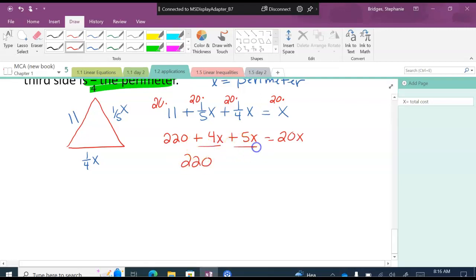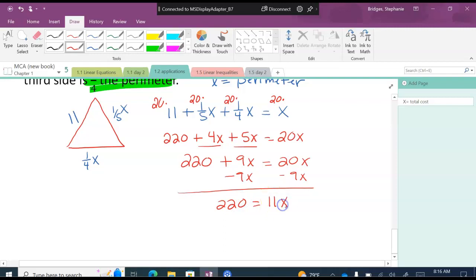I'm going to combine those two. I'm going to move my 9x over to my 20x. 20 minus 9 is 11. We're going to divide by 11. And what is my perimeter going to be? 20.